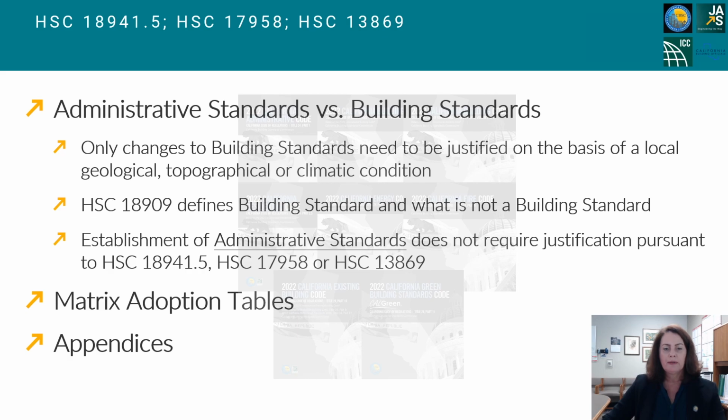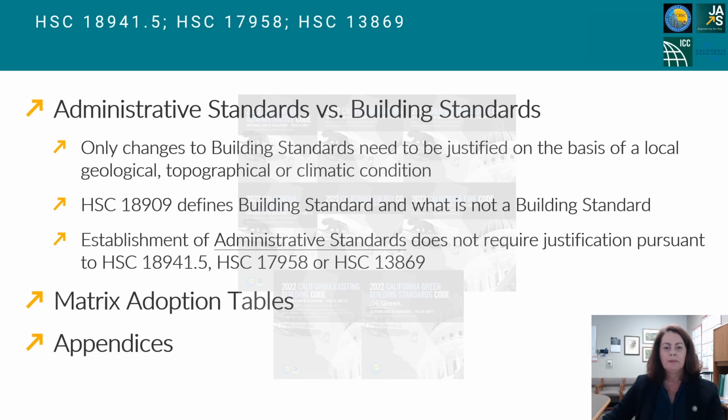The matrix adoption tables, which precede each chapter, are a tool for code users and are non-regulatory. These matrix tables identify if state agencies have adopted the entire chapter, or the entire chapter with amendments, or just specific sections within the chapter. In some instances, an obelisk will identify that a section is not adopted by a state agency.